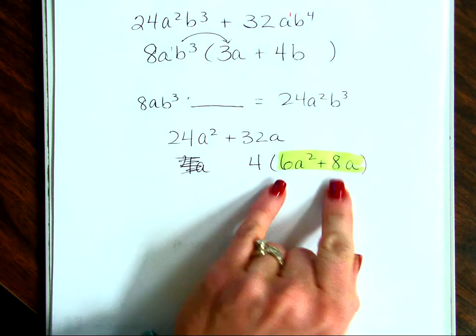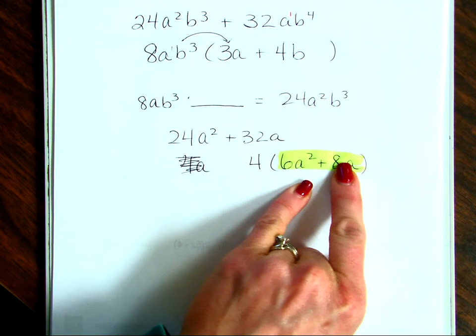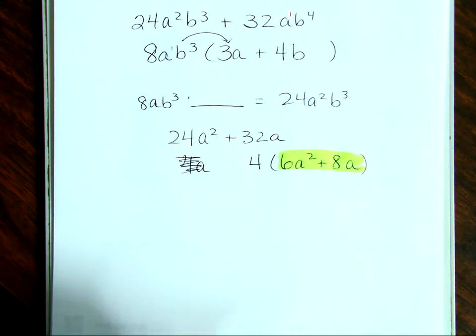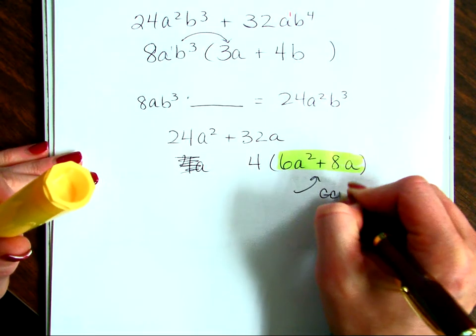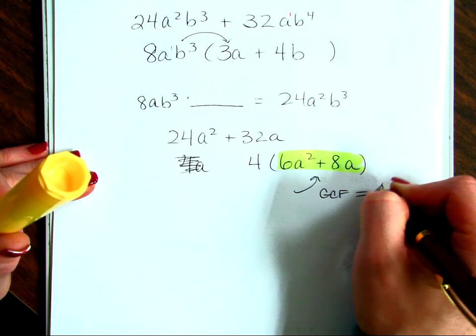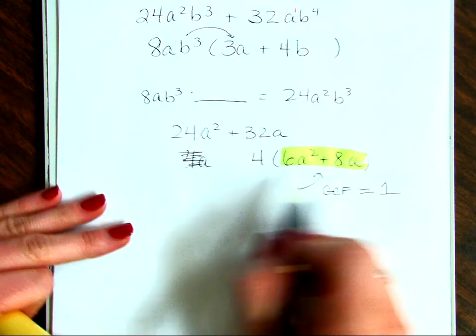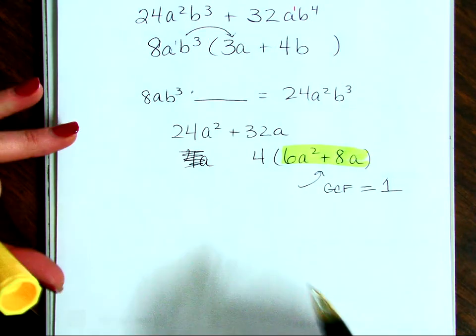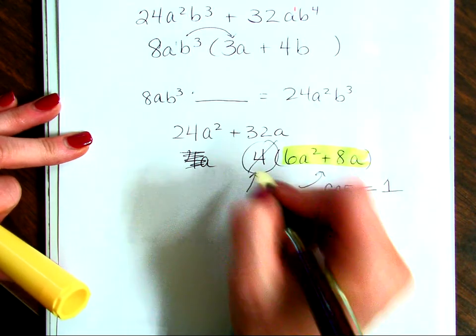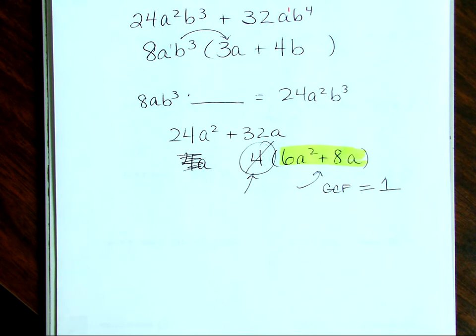There's another 2 in there. There's another a in there. So when you're done, the parentheses that's left, the GCF of that has to equal 1, meaning it can't have anything else in common but 1. There's a 2 still and there's an a still. So that tells you that was not the GCF. Got it? So that's a good way to do that.